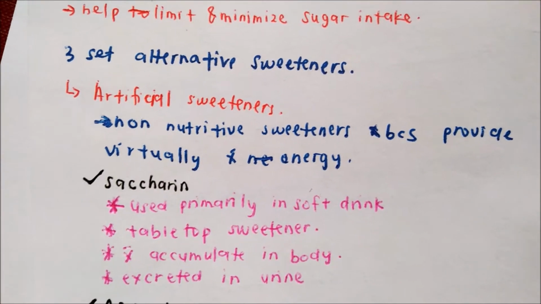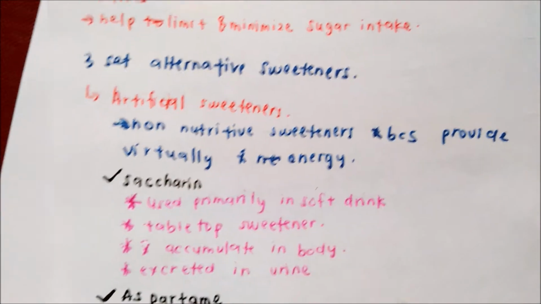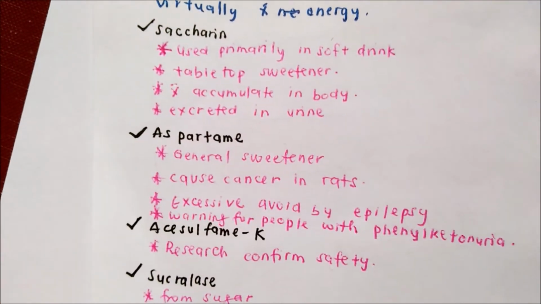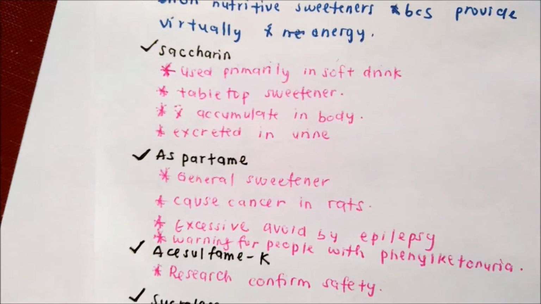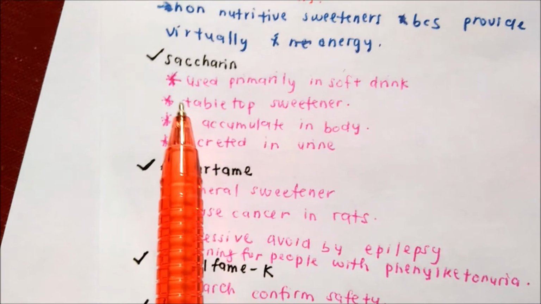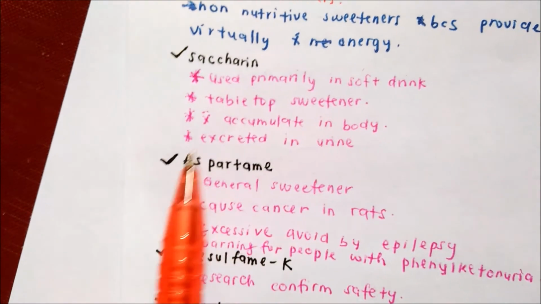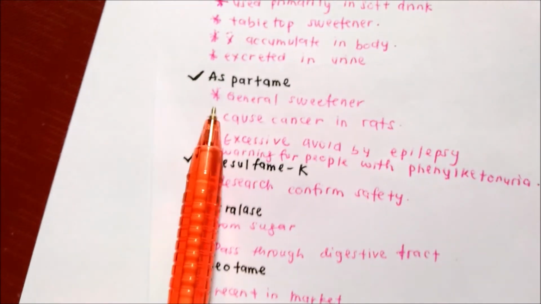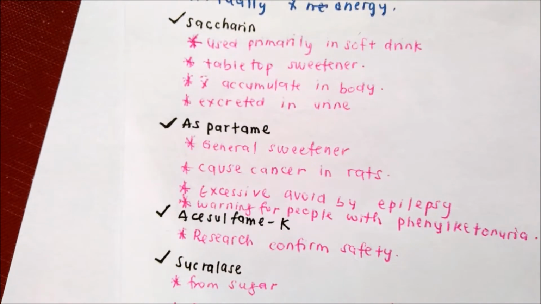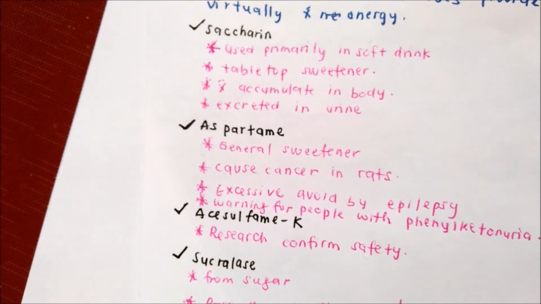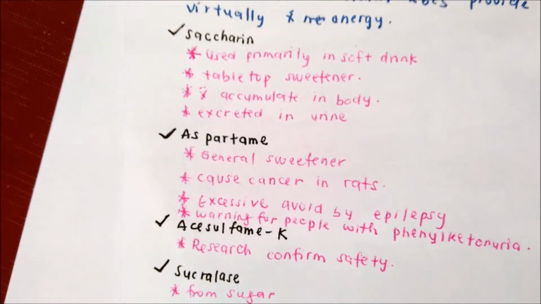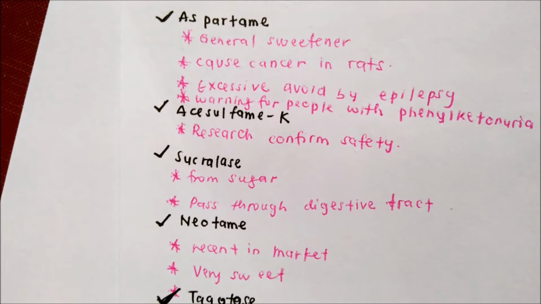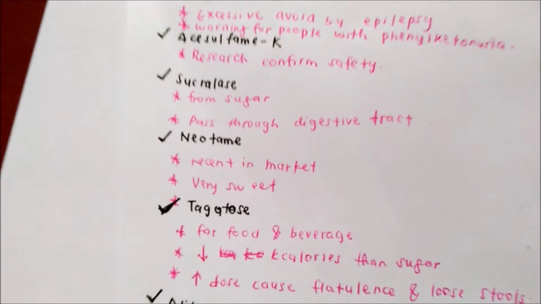Artificial sweetener ni dia non-nutritive sweetener sebab dia akan provide virtually no energy, dan contohnya adalah saccharin, iaitu dia use dalam primary soft drink dan dia guna sebagai tabletop sweetener, dan dia tak akan accumulate in body dan dia akan keluar melalui urine. Aspartame dia guna in a general sweetener. Dia pernah ada eksperimen dan menyebabkan kanser dalam tikus. Dan lagi adalah acesulfame potassium, sucralose, glutamate.